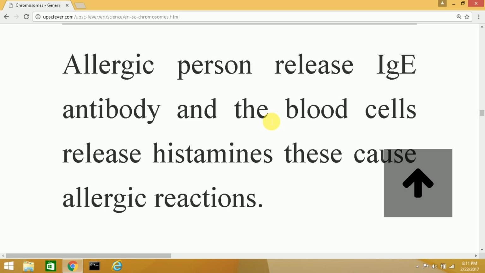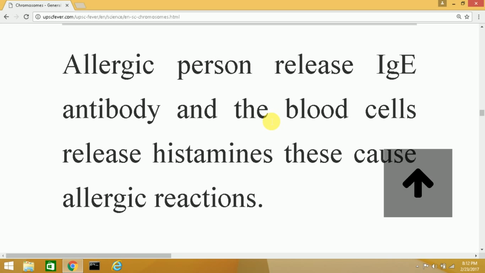So when the body comes into contact with these allergic substances, the body releases this antibody IgE, and the blood cells secrete histamine and they cause allergic reactions. So antihistamines are available to suppress the effects of these allergic reactions.